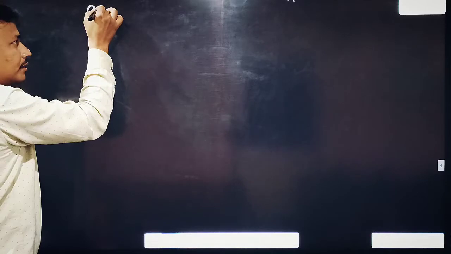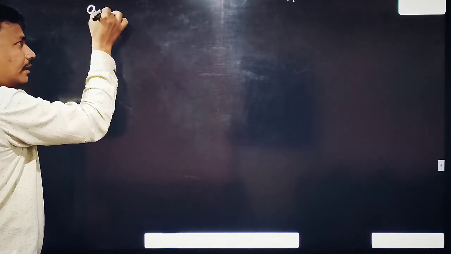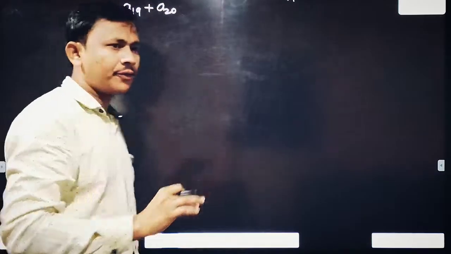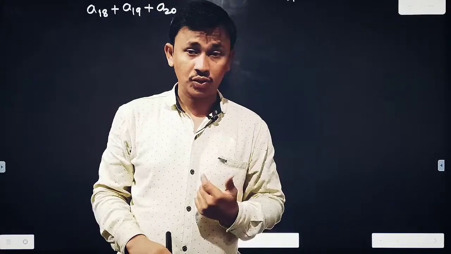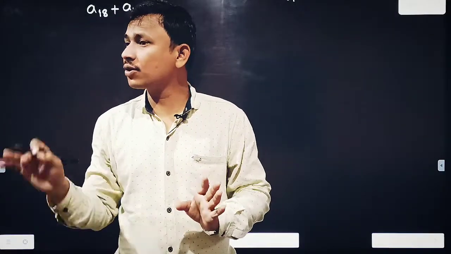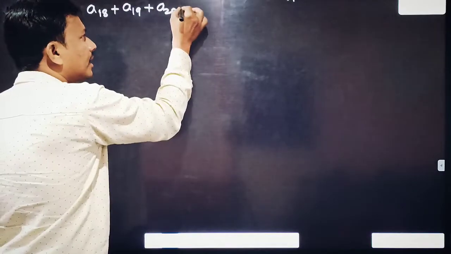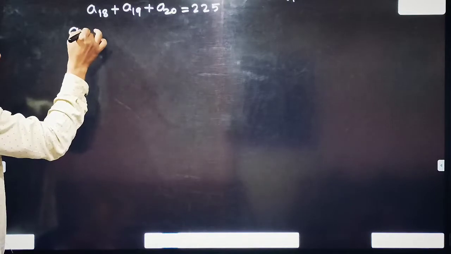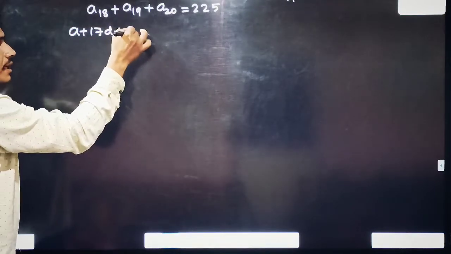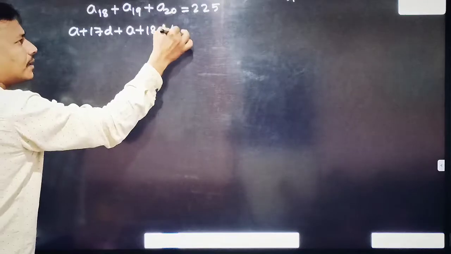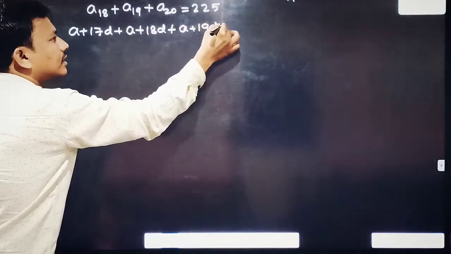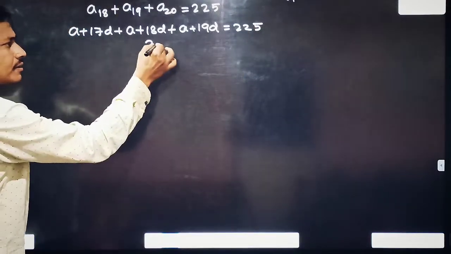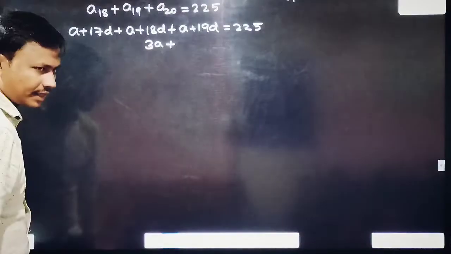Next, according to the question, middlemost terms A18 plus A19 plus A20. Sum of three middle terms is equal to 225. Then A18 can be split as A plus 17D, A plus 18D, A plus 19D is equal to 225. A plus A plus A is 3A, plus 17, 18, 19.